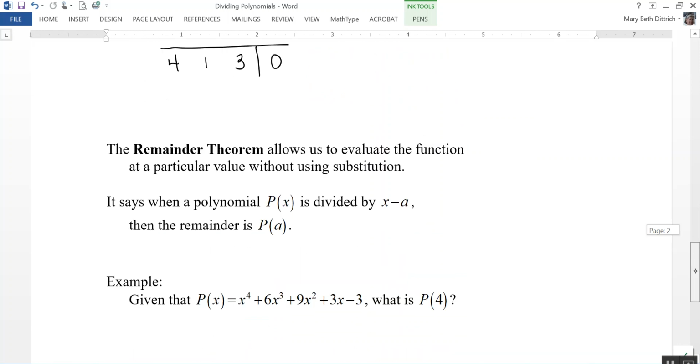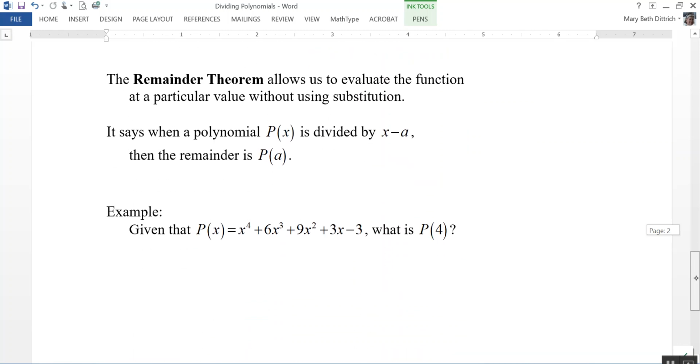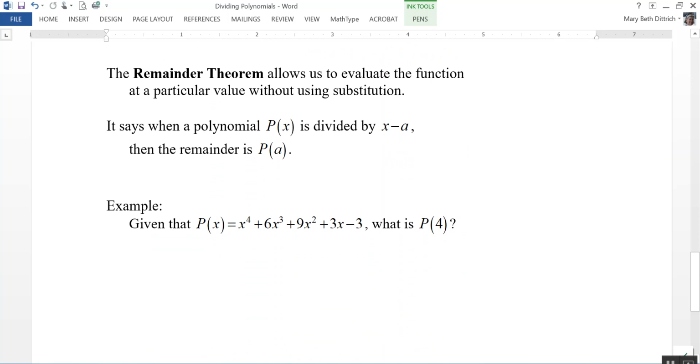The remainder theorem allows us to evaluate a function at a particular value without using substitution. In other words, if I need to find the value of a function at a particular number for x, normally I would plug it in and do 5 times that number to the 5th plus 4 times that number to the 4th and so on. Instead, we can use synthetic division to do that. The remainder theorem says that when a polynomial p of x is divided by the factor x minus a, then the remainder is p of a, what you would get if you were plugging a into that function.